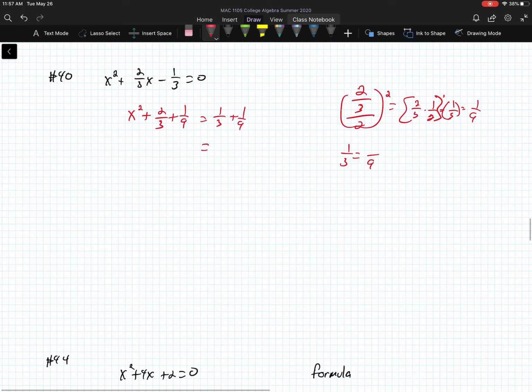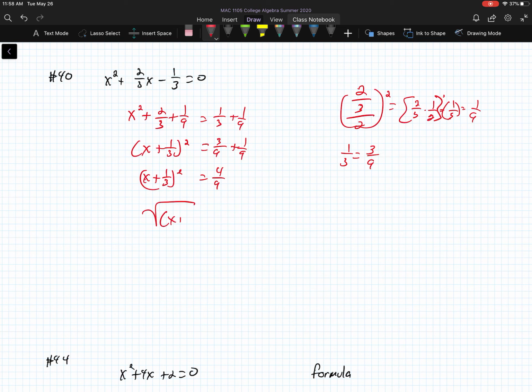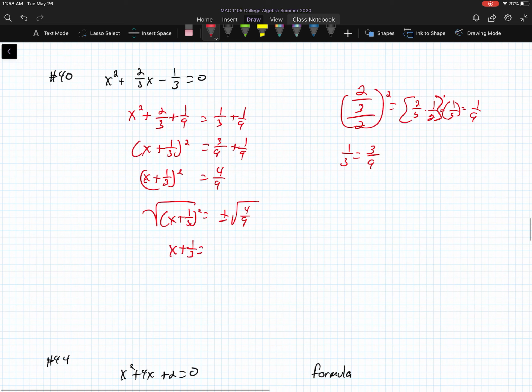Now, 1/3, I need it as a fraction with a 9 in the denominator, and I'm going to get 3, because 3 times 3 is 9, so 3 times 1 is 3, so I get 3 over 9 plus 1 over 9, which is 4 over 9. This one becomes (x plus 1/3) to the second power. All right. So I'm going to take the square root of both sides. And it's going to be x plus 1 over 3 equals plus or minus 2/3. So then this becomes x is equal to plus or minus 2/3 minus 1/3.